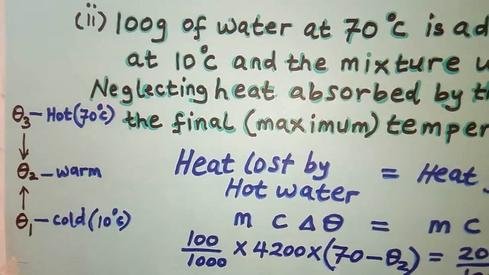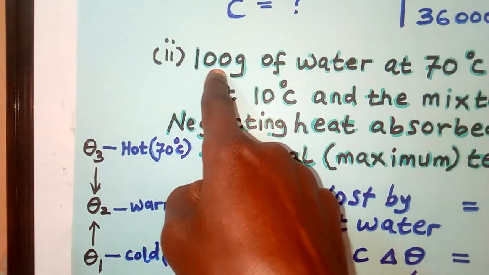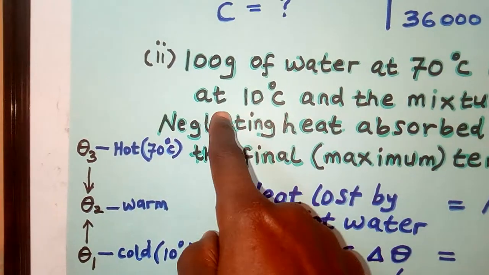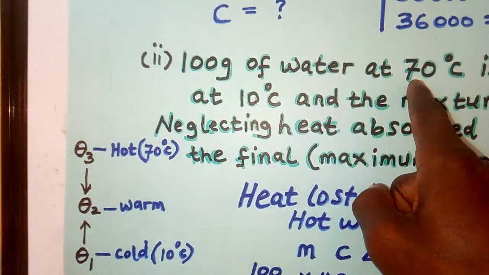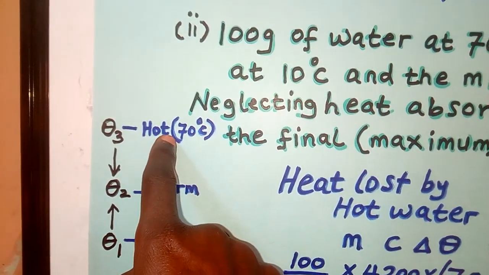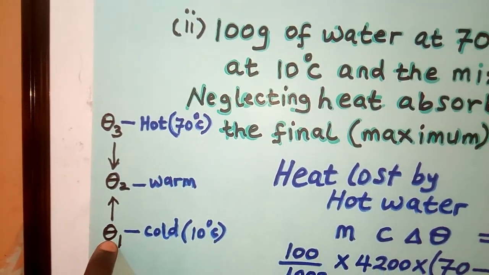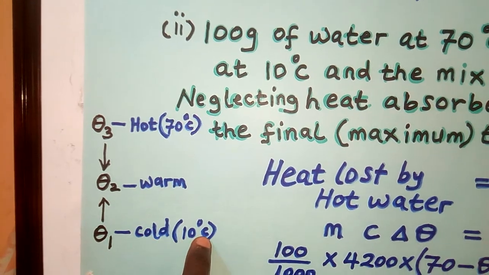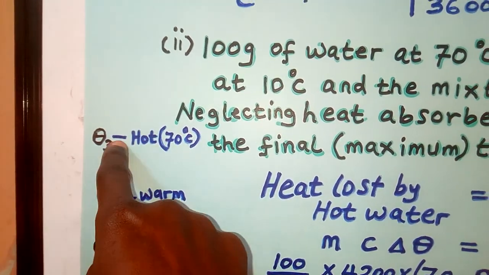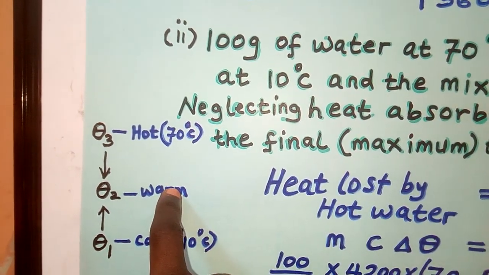So we have hot water, 100 grams of water at 70. That is the highest temperature. Then we have another water at 10. This one at 70, because it's the highest, we shall call hot water. So there are 3 temperatures. Theta 1 is for the cold one, then theta 3 for the hot one. Then after mixing, you end up with warm water.